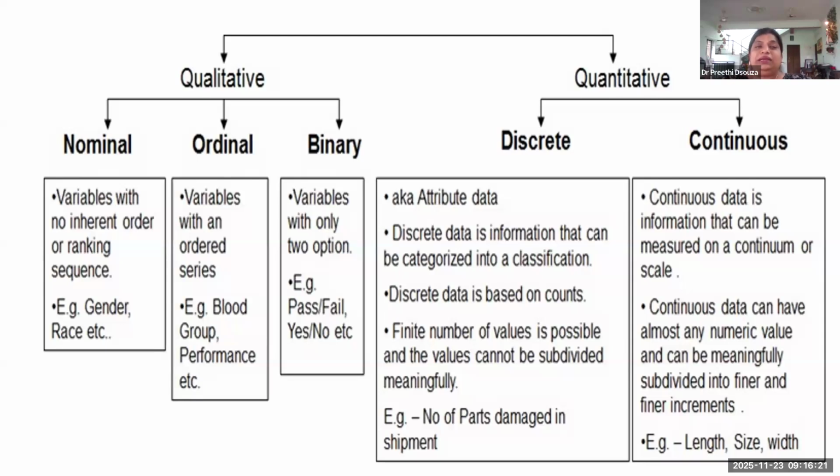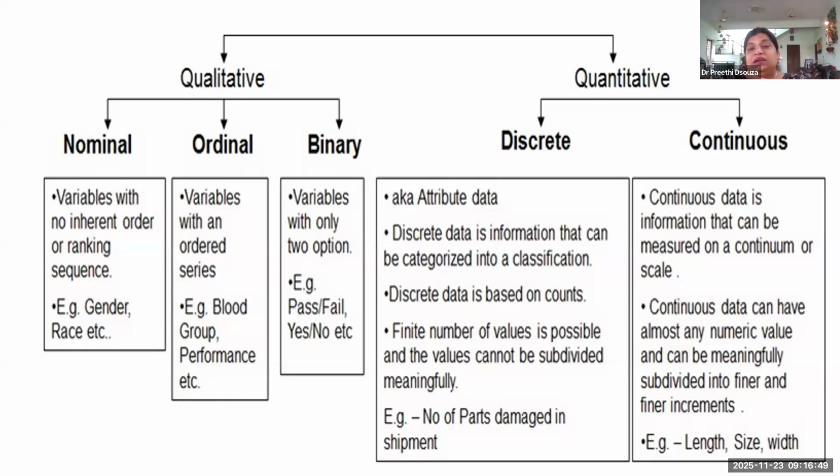Come to the first one, qualitative data. I told you it is nominal, ordinal, or it can be binary. Nominal, for example, gender. Can you divide gender? This is male and this is female. Can you have a mid path? No, you cannot. Ordinal, variables which are in an ordered series, like performance from bad to good. Binary, which has two options: yes, no, pass, fail.